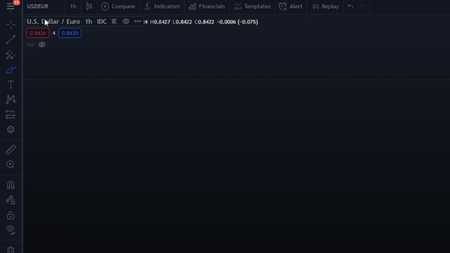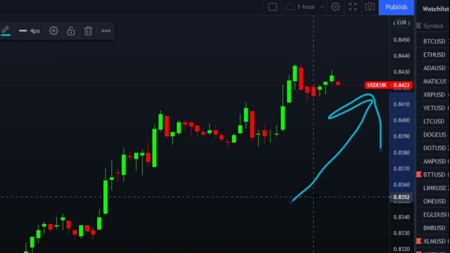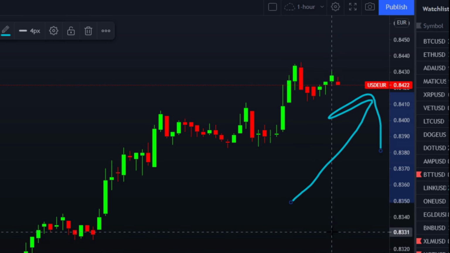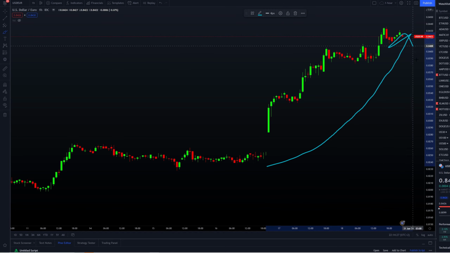So as you can see up in the corner, right now we are on the USD Euro chart. And right now, as you can see up here, the USD Euro is at 0.8422. What this means is that the US dollar is right now worth 0.8422 euros. So you can exchange one US dollar for 0.8422 euros.